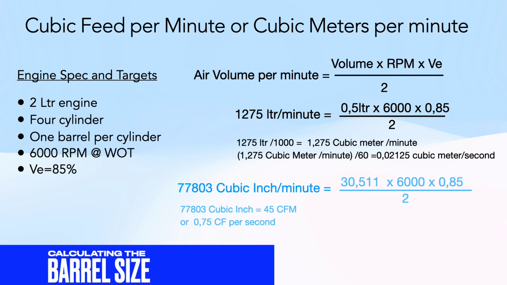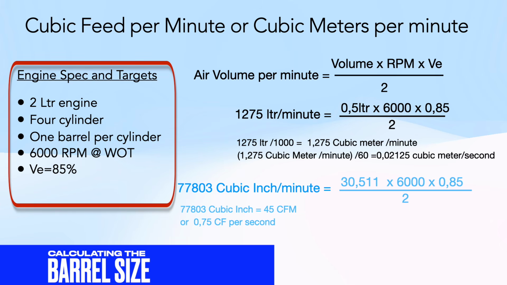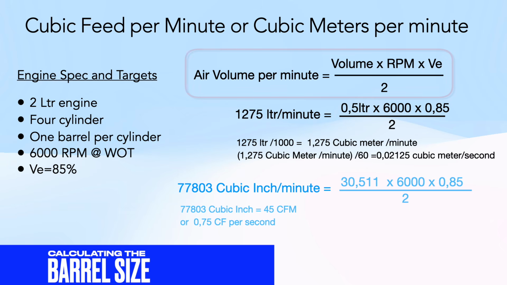So now let's have a look what this means in cubic feet per minute or cubic meters per minute. The engine spec, as we discussed, is a 2-liter engine, 4-cylinder. I will have 1 barrel per cylinder. I'm going to run at 6,000 RPM at wide open throttle and a VE of 85. If I apply the following formula, I can actually calculate the air volume needed per minute. I'll take the volume of the cylinder, multiply it by 6,000 RPM, and then multiply it by the volumetric efficiency, divided by 2. That gives me 1,275 liters per minute. And then I convert this to basically cubic meters per minute or cubic meters per second.